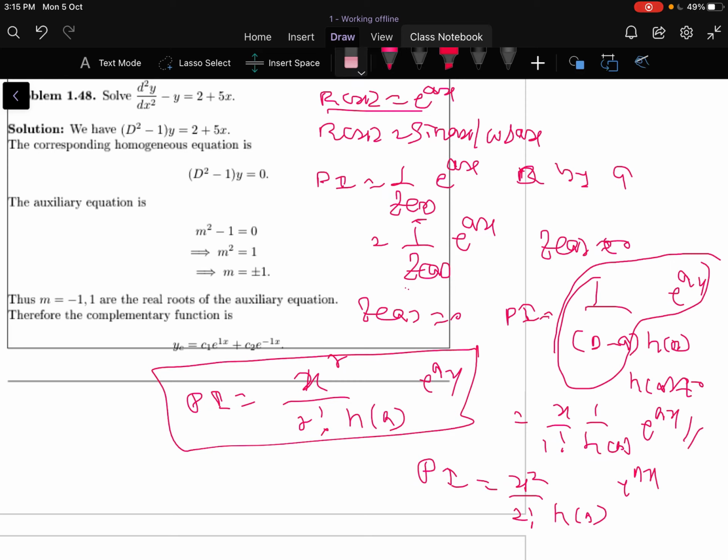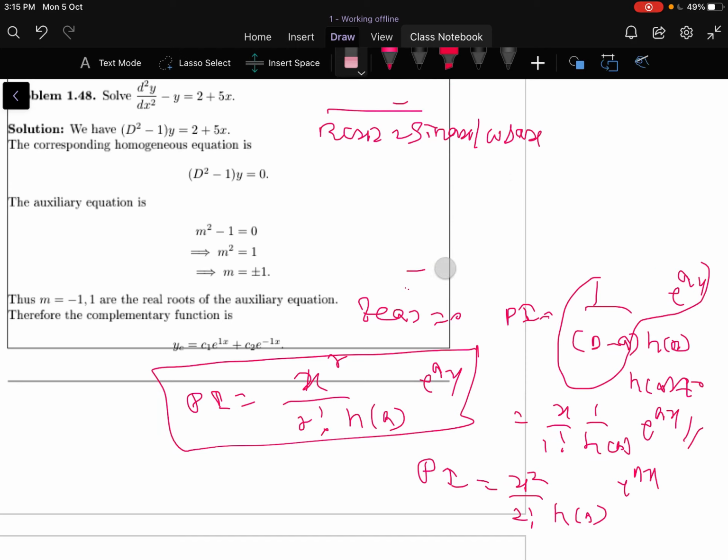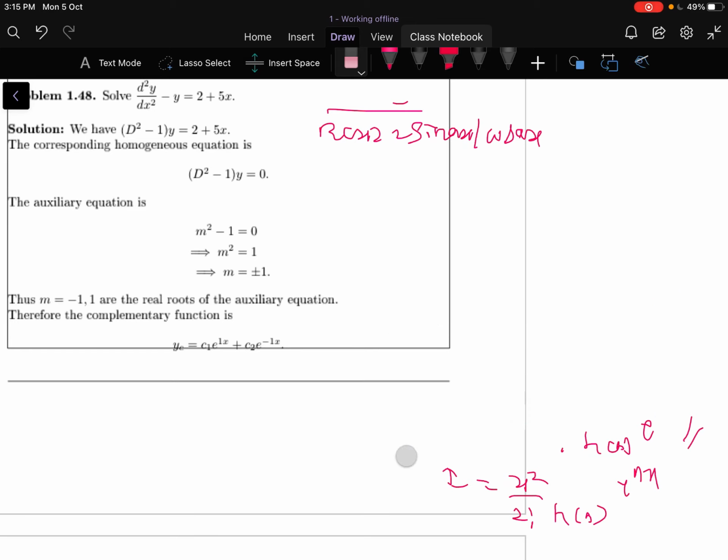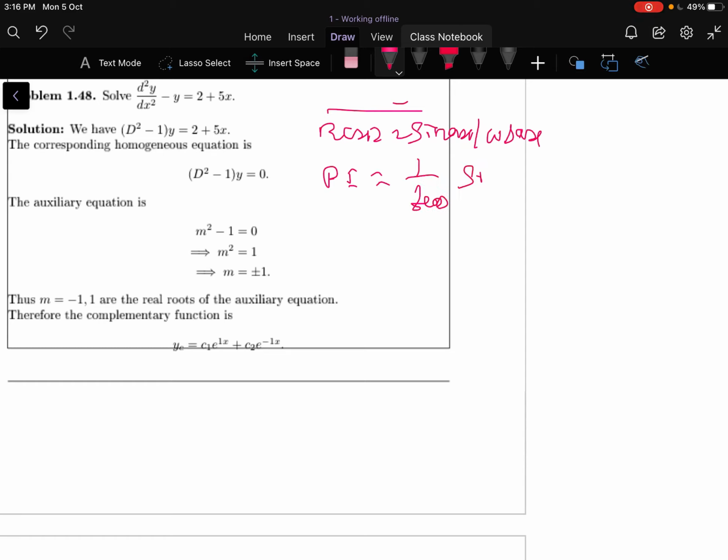So this is the way to find the particular integral when r of x is equal to e power ax. Let us move to the second case when r of x is equal to either sin x or cos x. So here you have to operate D square. You have to operate on D square to eliminate D in the denominator. So what is PI in the case of sin x or cos x? That can be written as 1 by f of D into either sin x or cos x.